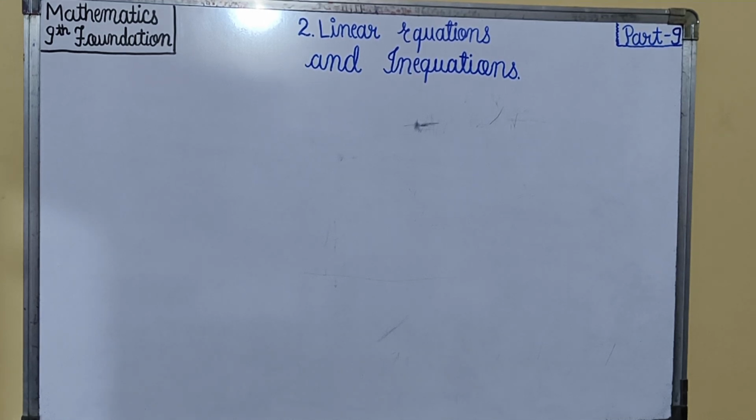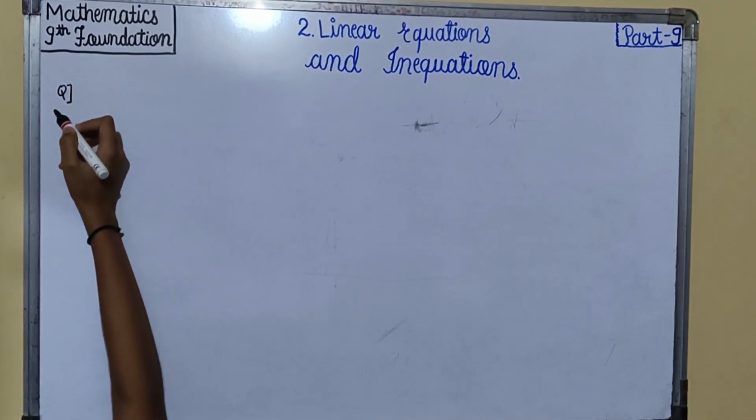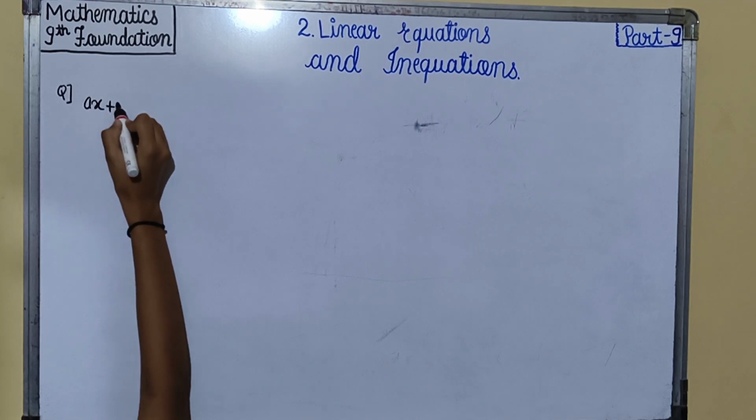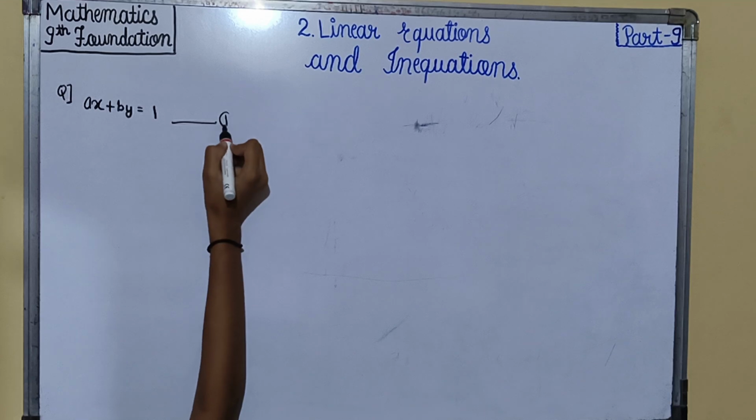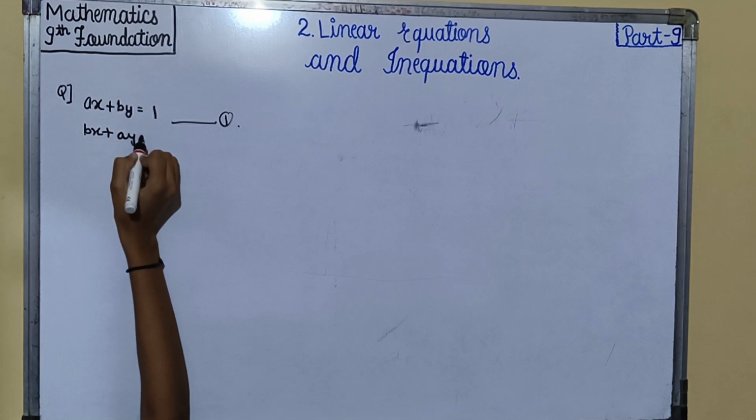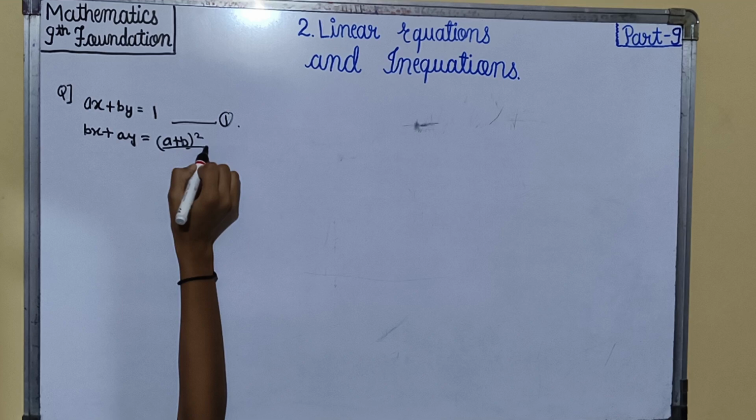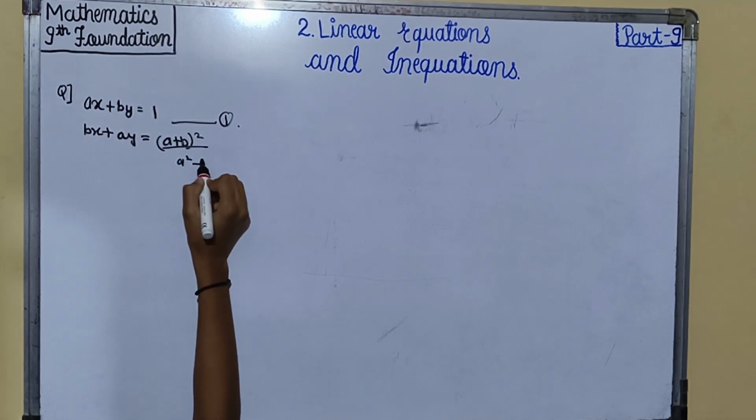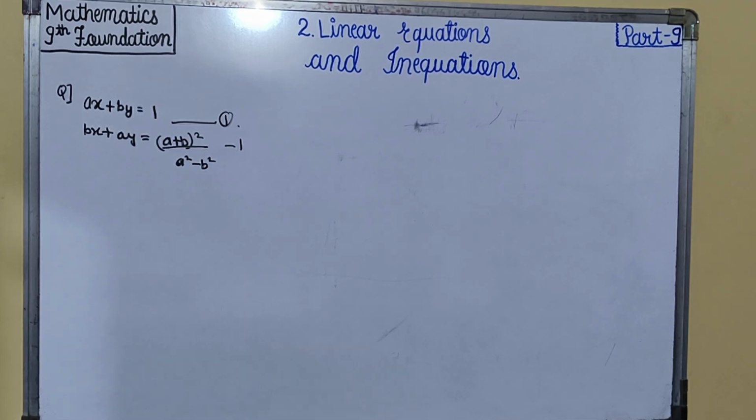So our question is: solve for x and y where ax plus by is equal to 1, equation 1, and bx plus ay is equal to (a plus b) whole square upon a square minus b square, minus 1. This is the question. We have to solve this.